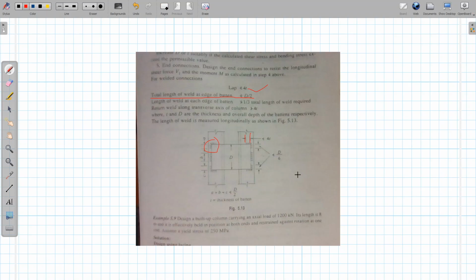Okay, so this is simply a summary of the guidelines for design of the battens. Now what we will do in the next topics, we will take a built-up column and we will start from scratch. We will design the built-up column using lacing as well as battens in the next lecture, maybe in 30 minutes. Okay, so that's it for this design of the battens.